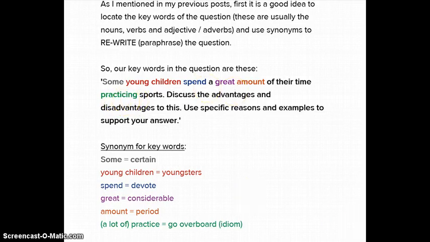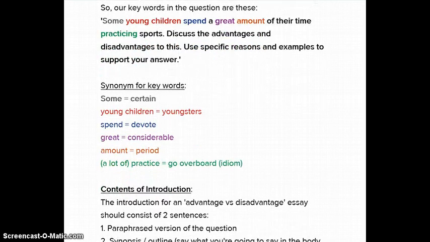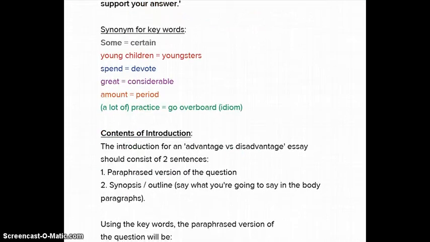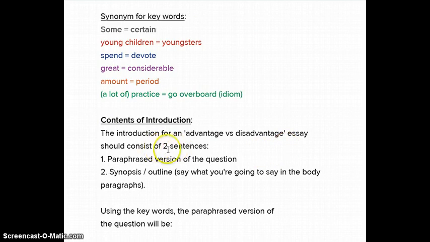Okay? So, the contents of this style of writing for advantage, disadvantage essay should be 2 sentences. The introduction should usually have 2 sentences. The first sentence should be the paraphrased version of the question, and that would be using these words to create a paraphrase for the question that we've had. Sentence 2 should be the synopsis or the outline, and this is where basically you say what you're going to say in the body paragraphs. So you're giving an outline as to what your essay is going to be about.